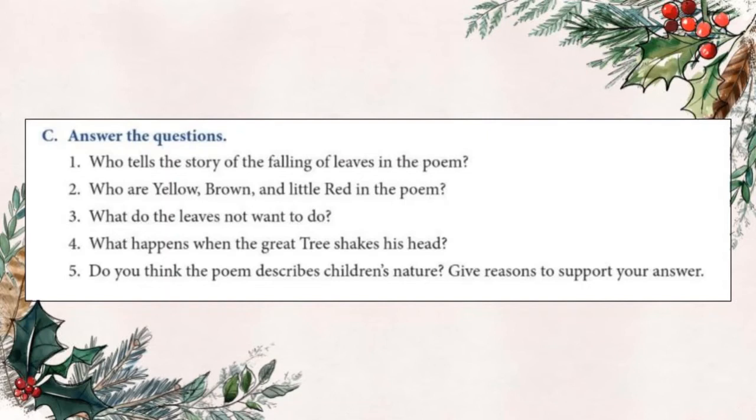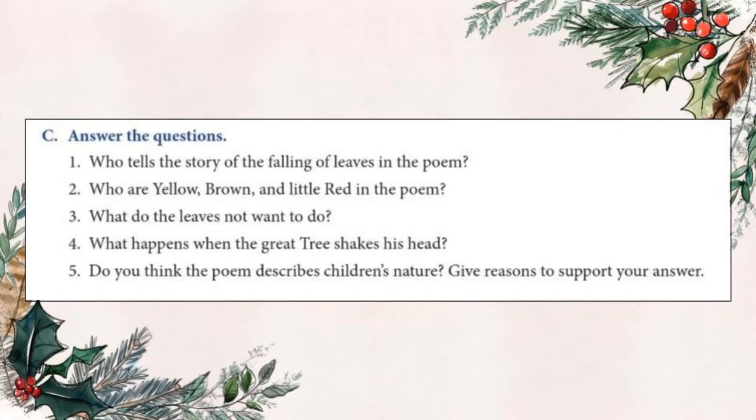Let's move to the second one. Who are yellow, brown and little red in the poem? Yes, of course, they are the leaves. Yellow, brown and little red are leaves on the father tree. Let's move to the third one. What do the leaves not want to do? Actually, the leaves don't want to go away. They want to stay on the tree and enjoy themselves until the spring.